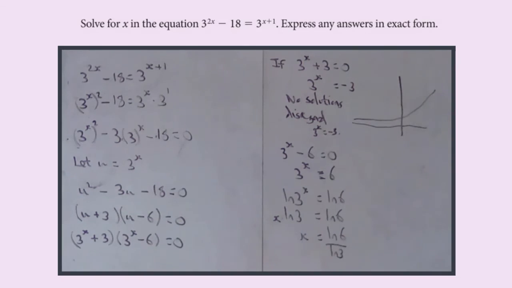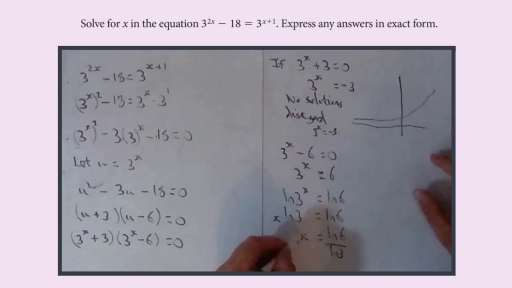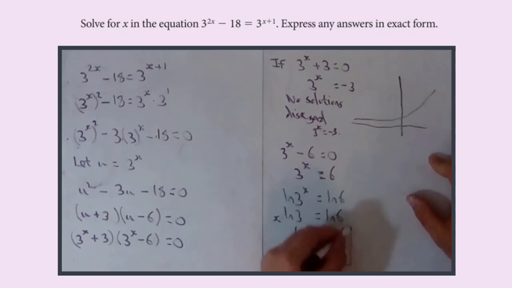Do not be tempted to try and simplify that. It doesn't simplify. I know it looks really inviting, like you can cancel some ln's, or you can use a law, or you can divide 6 by 3, something like that. You can't. It is finished. That is the answer. We are done.